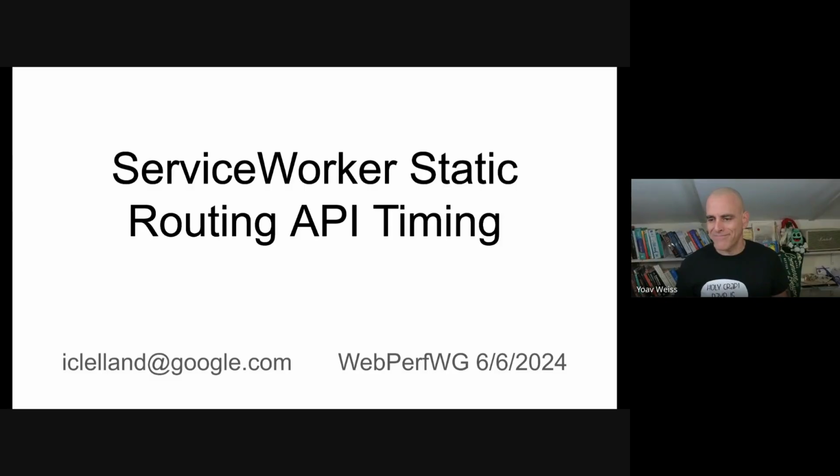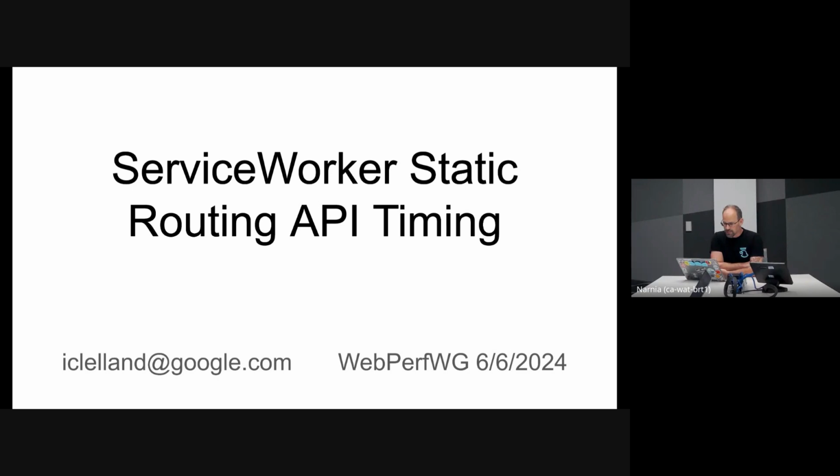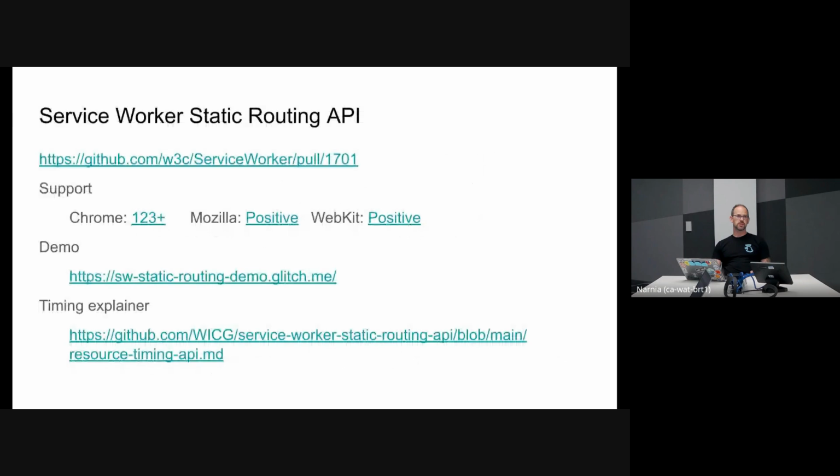And we're on. Okay. So as I was saying, roughly speaking, this is a proposal to add a couple of timing points to resource timing, and by inheritance navigation timing, based on the fact that the service worker static routing API has shipped and is now in use in the wild, and people are taking advantage of it.